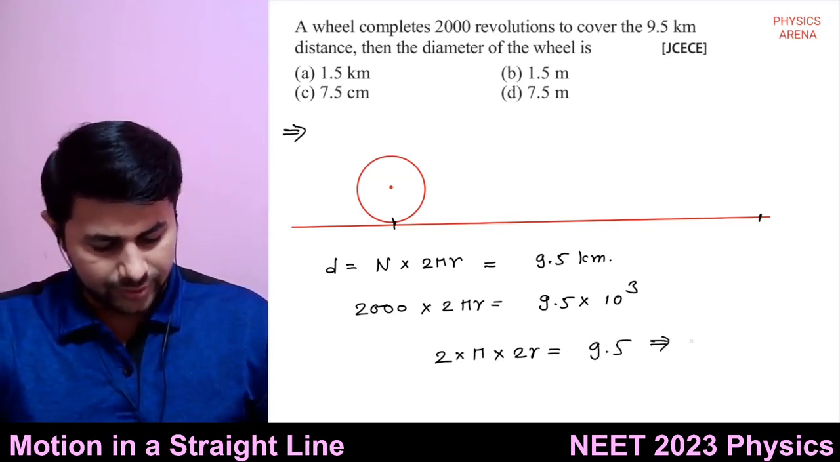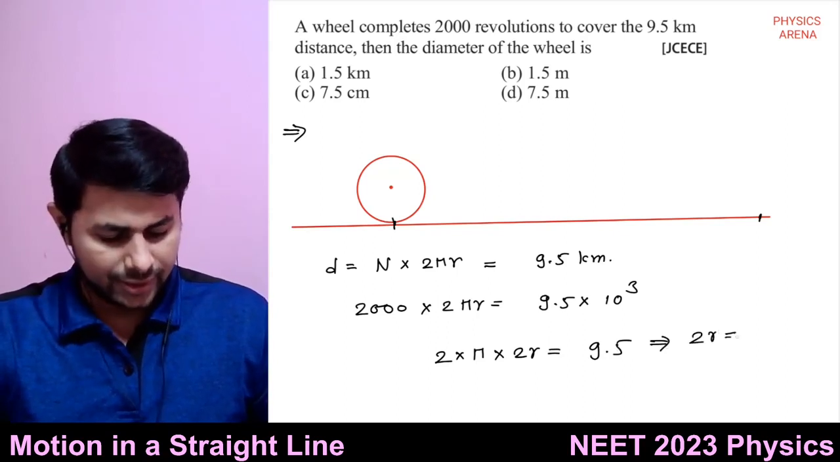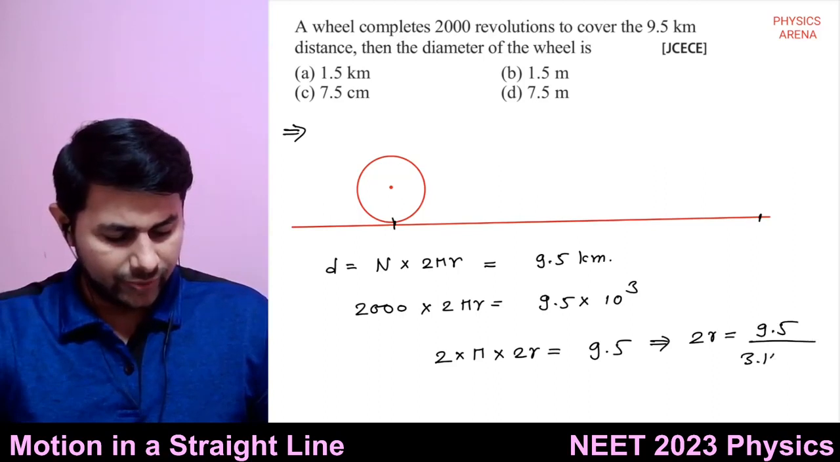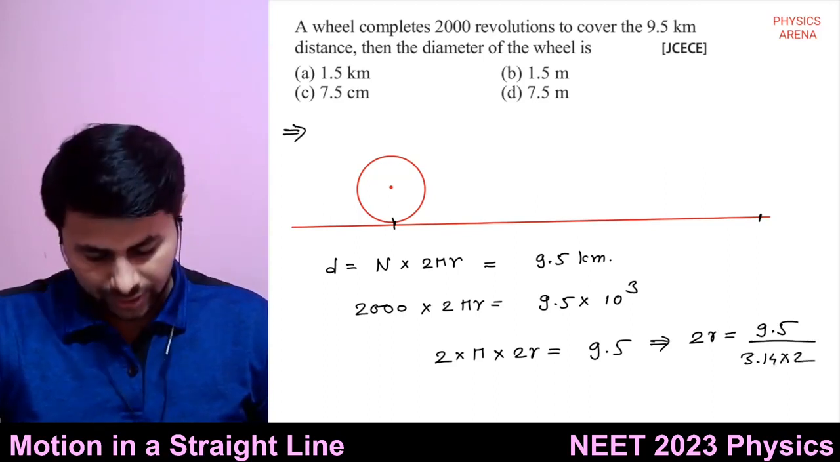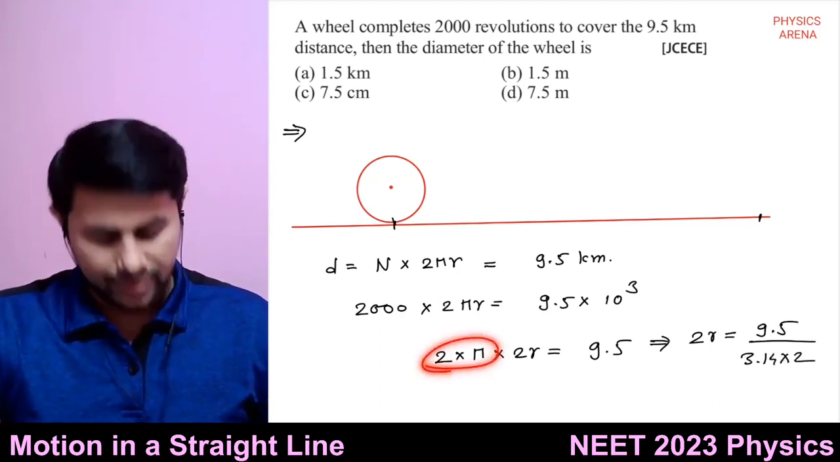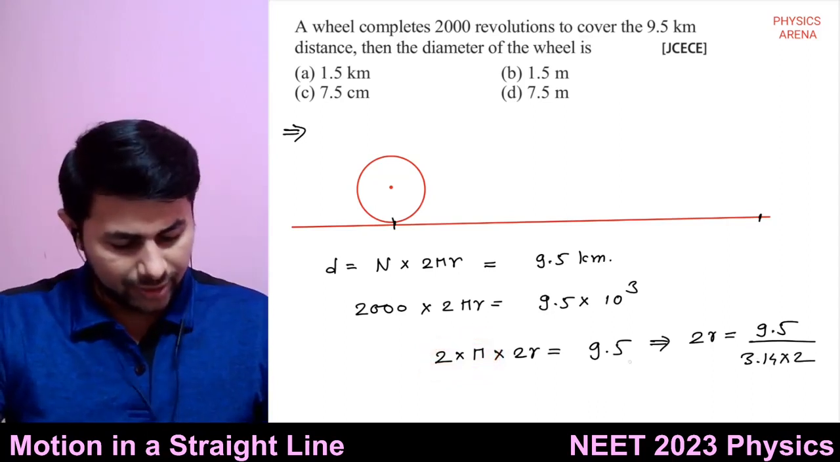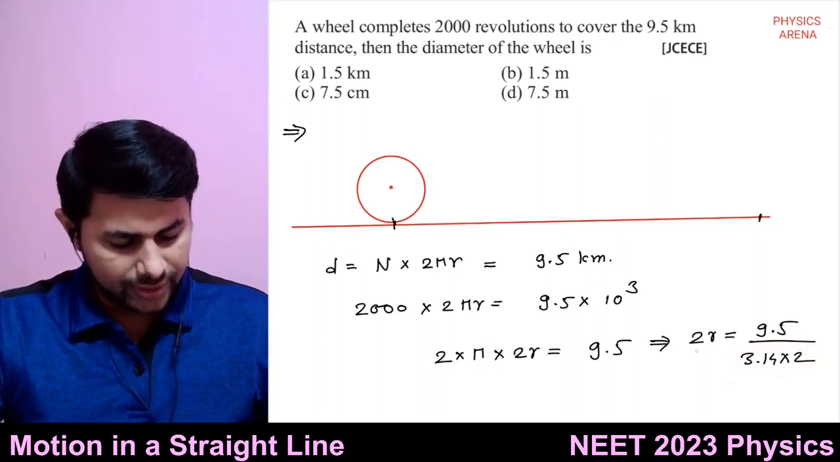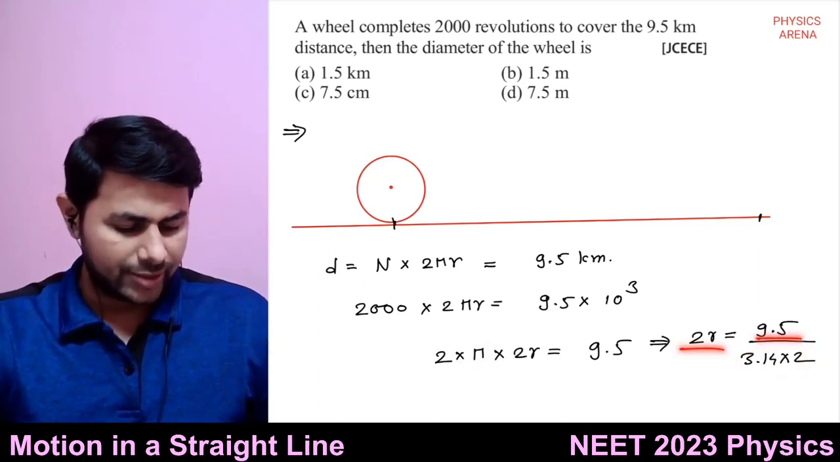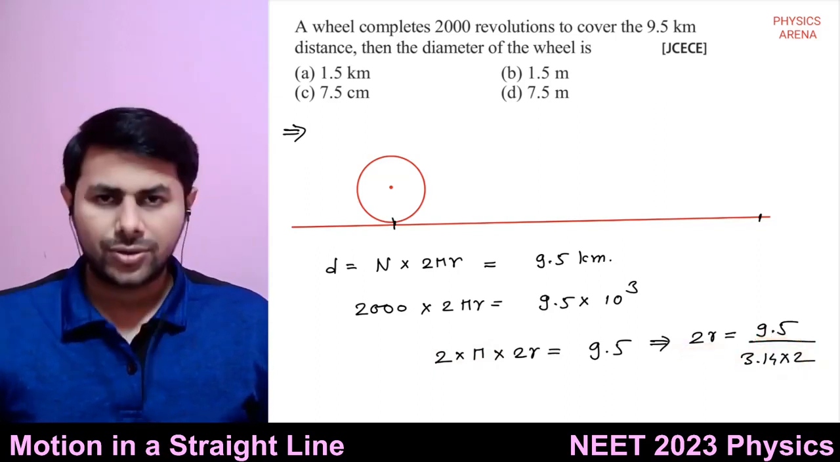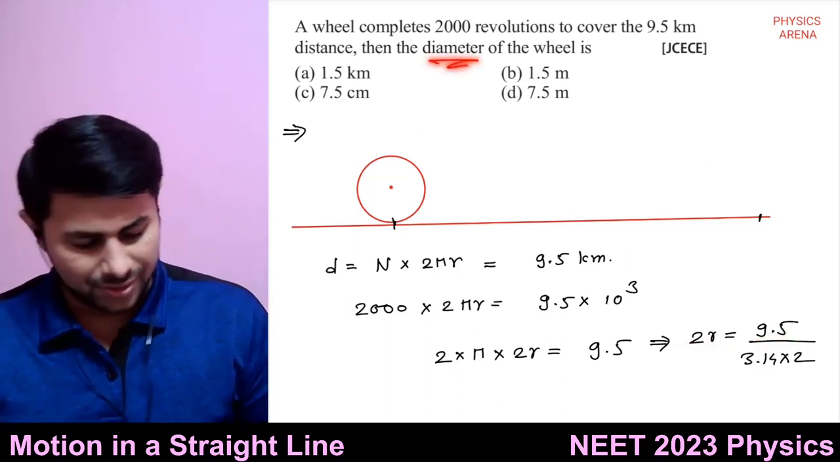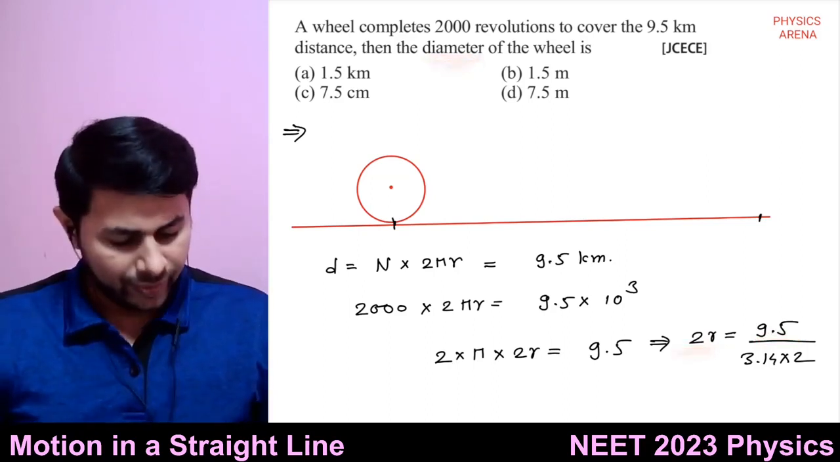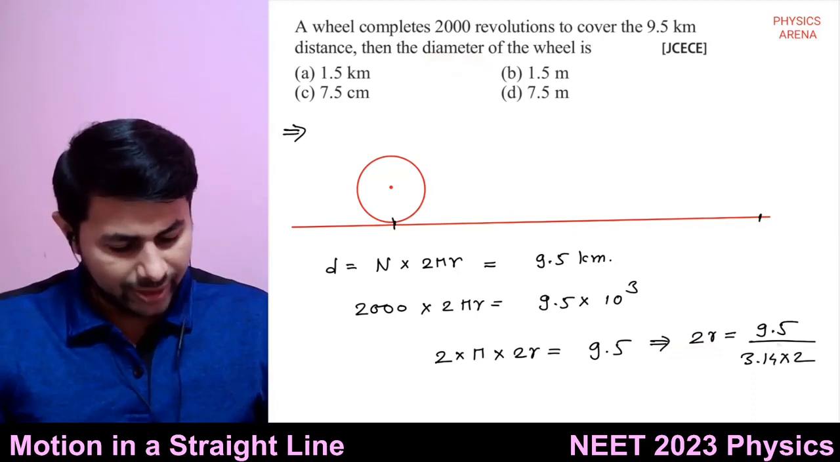Therefore, we get 2r is equal to 9.5 divided by 3.14 multiplied by 2. If I take this to the other side, pi multiplied by 2, it goes in the denominator. So 2r is equal to 9.5 divided by this thing. We are asked about the diameter, that's why I kept 2r over here. So how much would be the diameter?